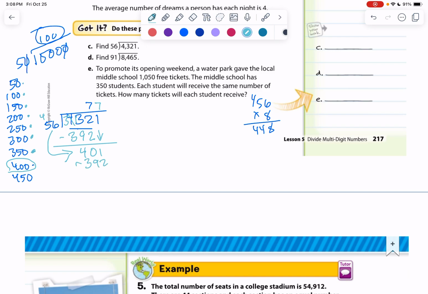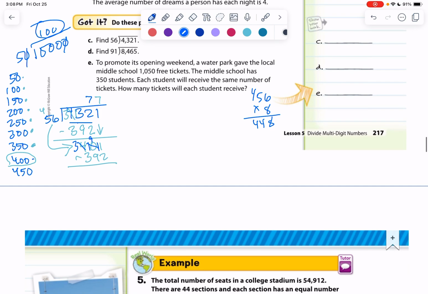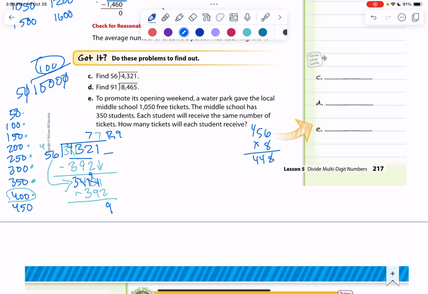392. Subtract. Okay, 1 take away 2, can't do that. Can't borrow from a 0, so I need to go way over here. Borrow from the 4, make it 3, give it to the 0, make it 10. Borrow from the 10, make it 9, give it to the 1, make 11. 11 take away 2 is 9. 9 take away 9 is 0. So this must be our remainder because we don't have anything else to bring down. Remainder 9. Okay, so 4,321 divided by 56 has a quotient of 77, remainder 9.